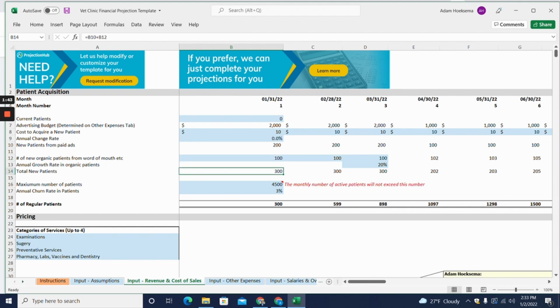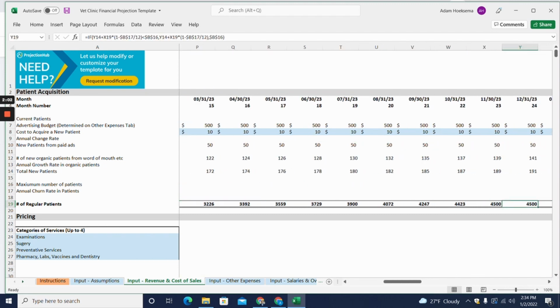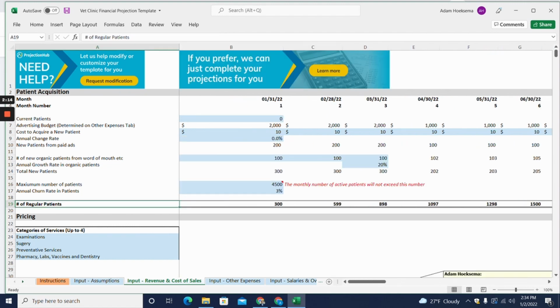Now, this 4,500 number here is the maximum number of patients that our research showed one veterinarian can handle. So that's the maximum number of active patients that someone can have. And so you'll see over here, if we scroll over eventually, this will flatten out at 4,500 because that's the maximum number that we think you can handle. If you think you can handle more, you could always increase this in the template to a higher number.